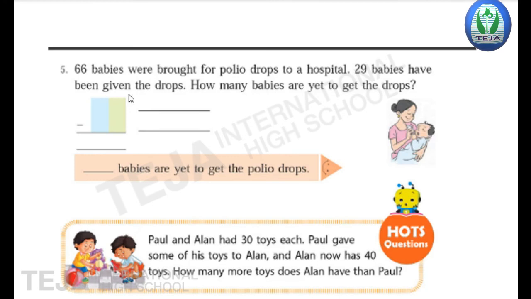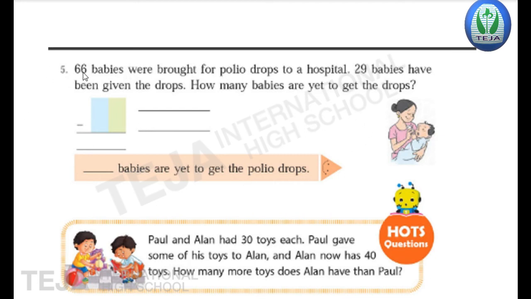Now next, last question of this exercise, children. Look at the screen. Here 66 babies were brought for polio drops to a hospital. 29 babies have been given the drops. How many babies are yet to get the drops? So children, polio drops will be given to babies in the hospital. Here, total 66 babies were brought to the hospital for polio drops. Out of 66, 29 babies have been given the drops and the remaining babies have to be given the drops. Now you have to find how many babies are left to get the drops.